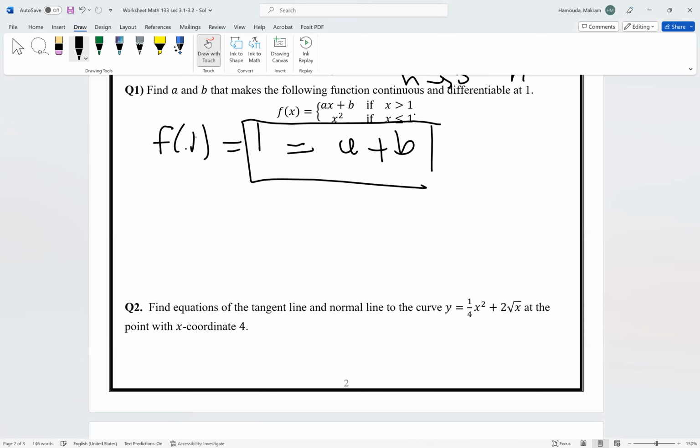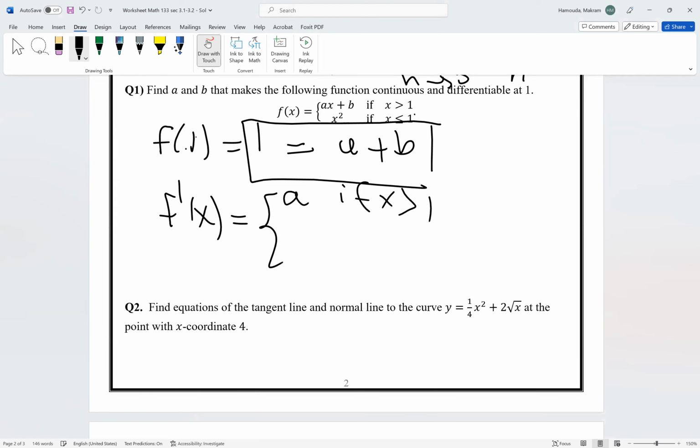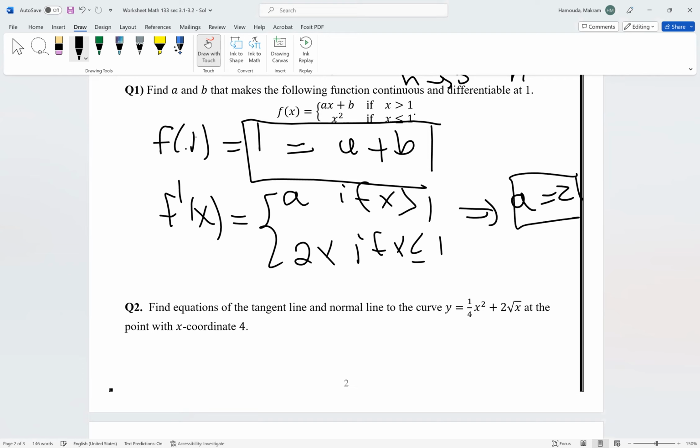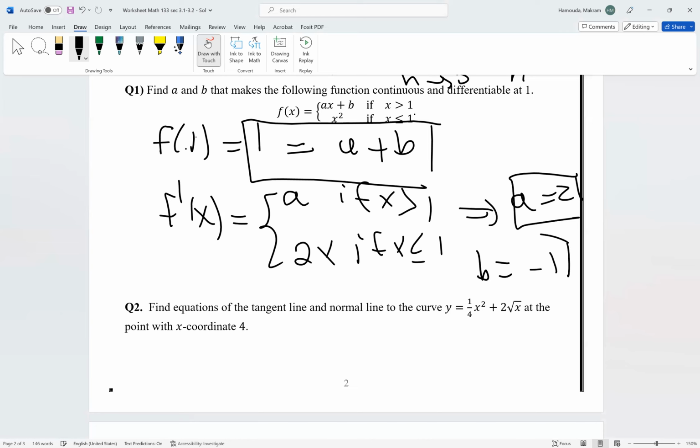For f differentiable, now we see that the derivative of f of x by interval will be a if x greater than 1 and 2x if x less than or equal to 1. So if we want this function to be differentiable at 1, I will have this condition. So a equal to 2. And here from the first equation, I will find that b is equal to 1 minus 2, so b equal to negative 1.